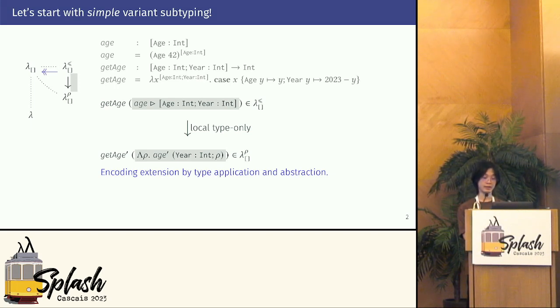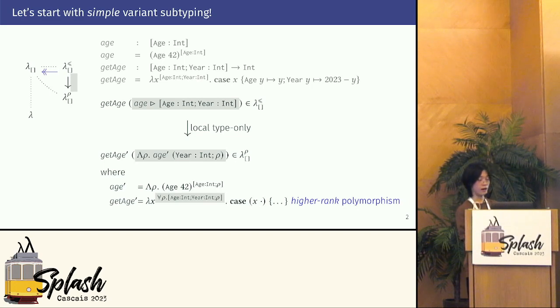So the idea is, instead of using the variant destruction and reconstruction, we use the type application and type abstraction. So we first add the label year to it and abstract it to make it again a polymorphic type. This is important because what we want is a uniform translation. So we need to make sure that every variant type is translated to a polymorphic variant type, including the function parameter of the getAge function.